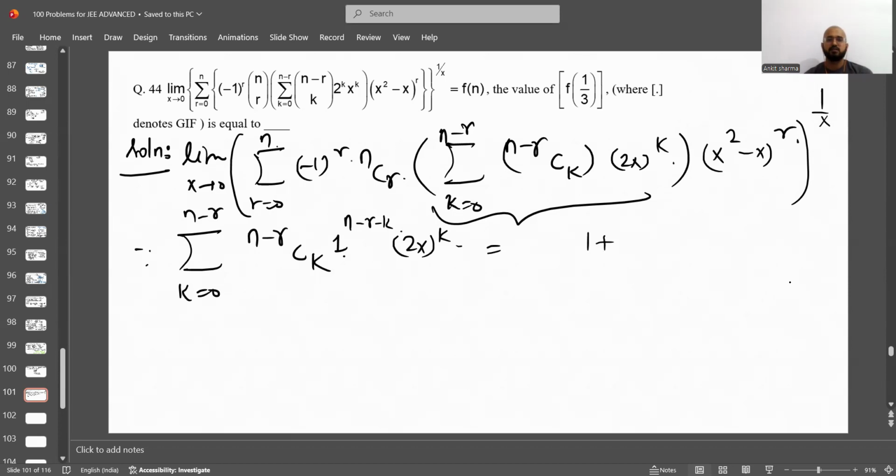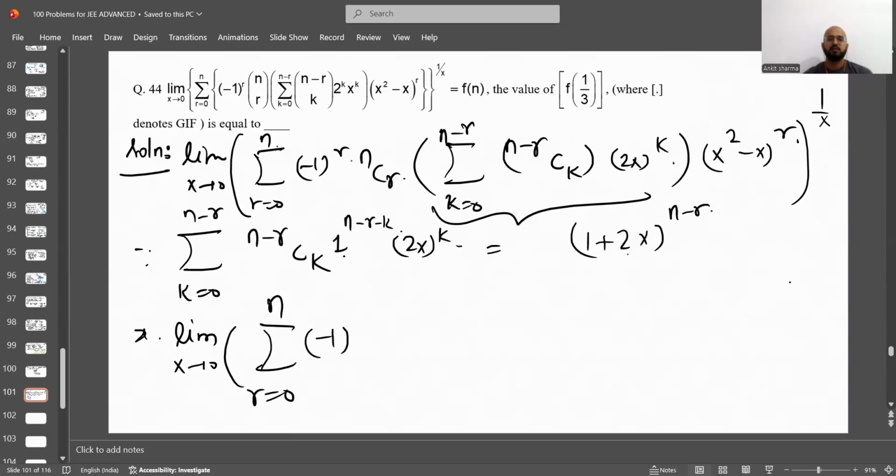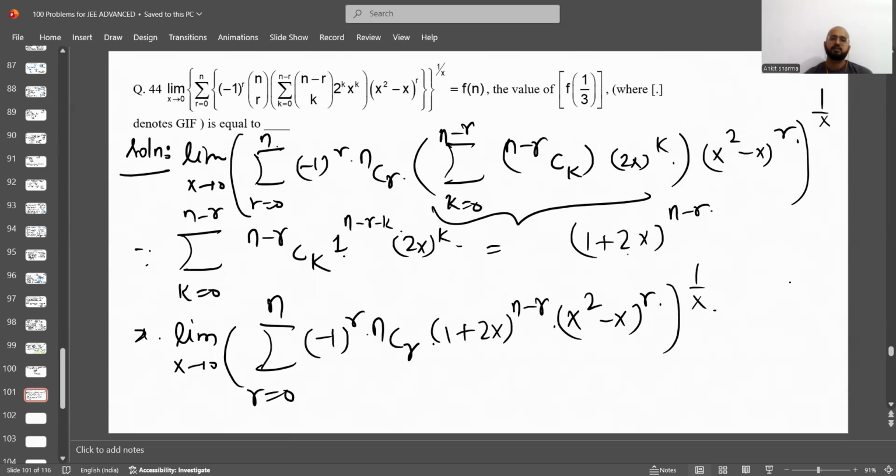1 plus 2x to the power n minus r. That's what we have, because this is the expansion of (1 plus 2x) to the power n minus r. Now this entire thing I can plug in here. So this would give me limit x tends to 0, and then sigma r is equal to 0 to n, minus 1 to the power r, n C r, into (1 plus 2x) to the power n minus r, into (x square minus x) to the power r, to the whole power 1 over x.